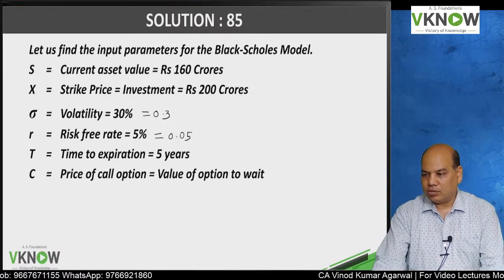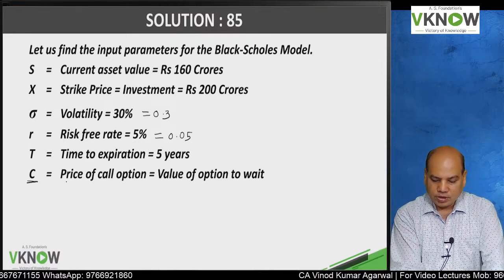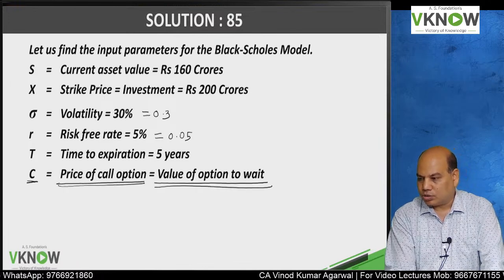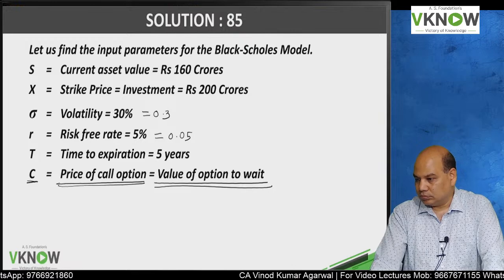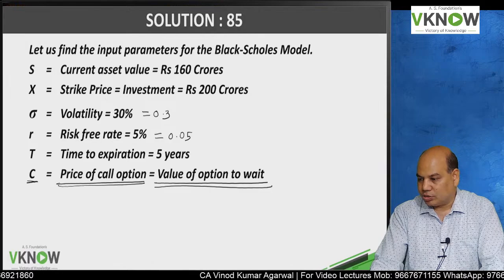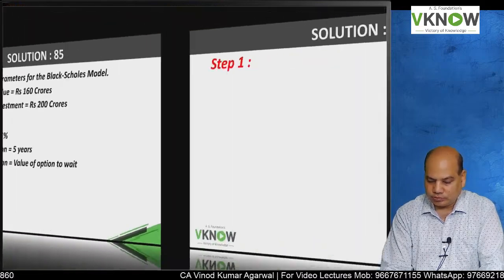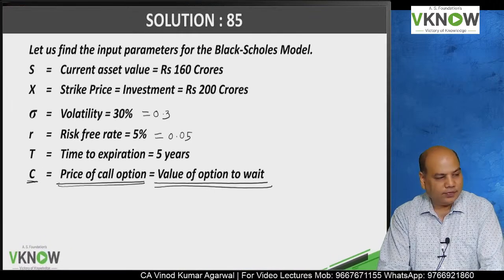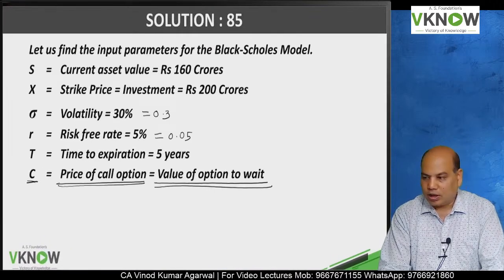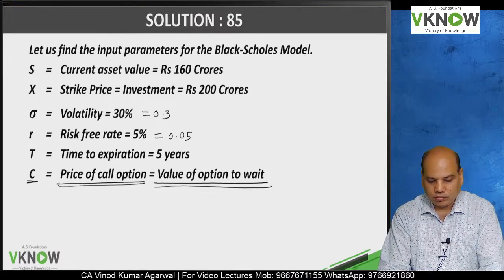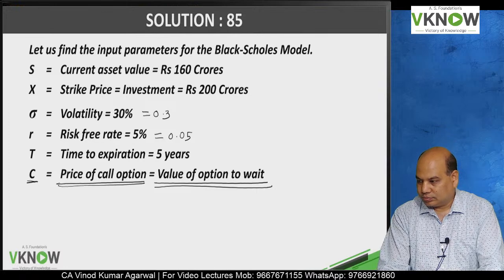We have to find the value of the call option. C equal to the price of the call option, which is the value of the option to wait. Value of option to wait is a call option. Option to abandon is a put option. Have you noted this? Once you have noted it down, please inform me.